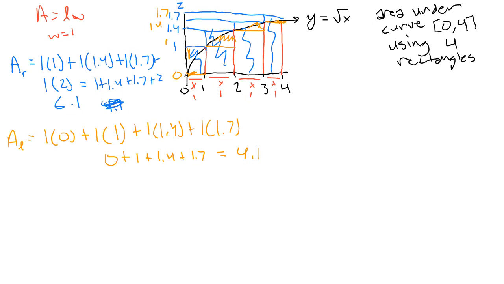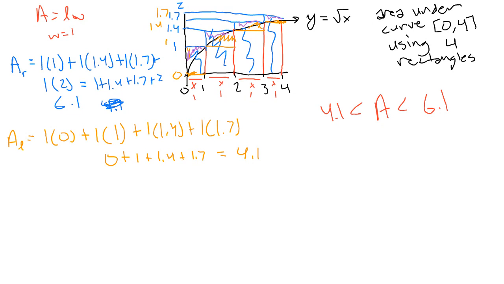Whereas with our right endpoints, we went over, because we had this chunk right here, this piece right here, this piece right here, and this piece right here. So we have an underestimate and an overestimate. So what we can do is set up an inequality to say that our area is going to be in between 4.1 and 6.1. So that kind of gives us a rough idea of where we're at.